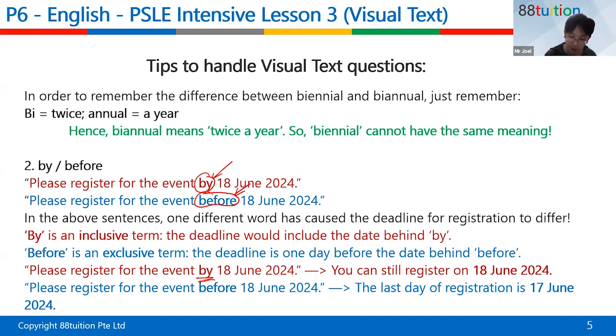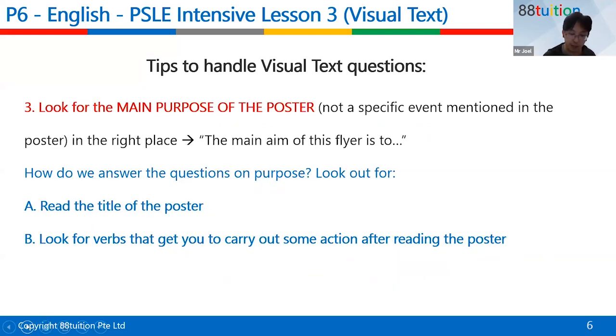Say if it's "by 18 June", you can still register on 18 June. If it's "by", the deadline would include the date behind "by". So it means if you register after that day, it's not considered anymore, it's not legit anymore. So keep that in mind.